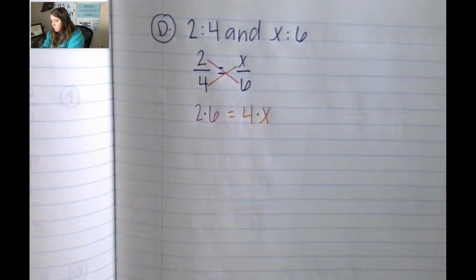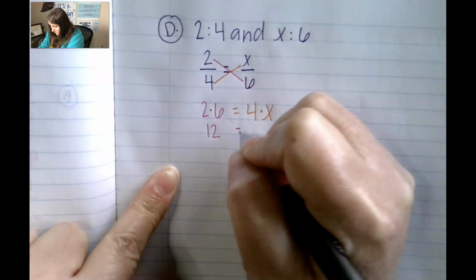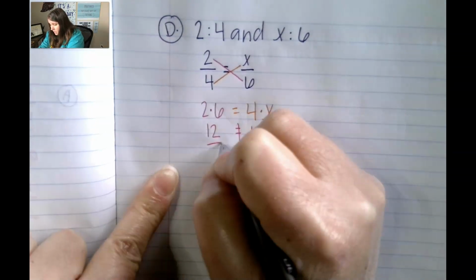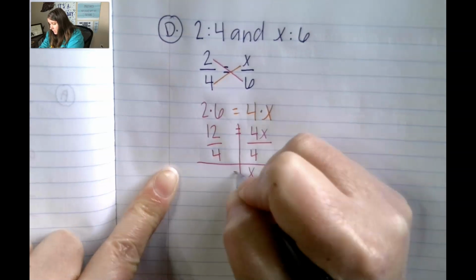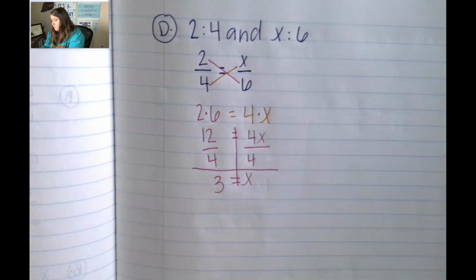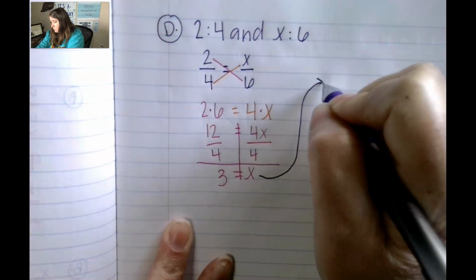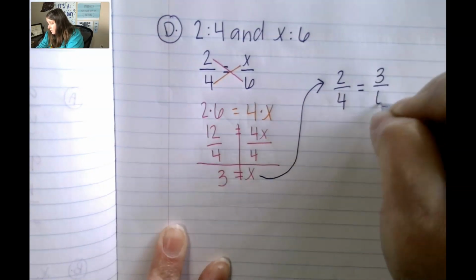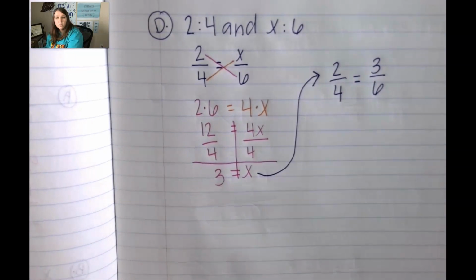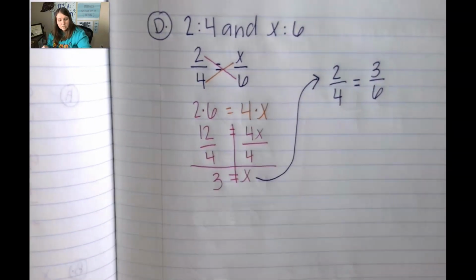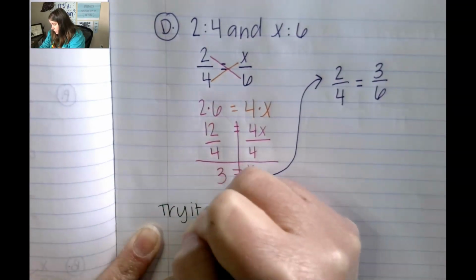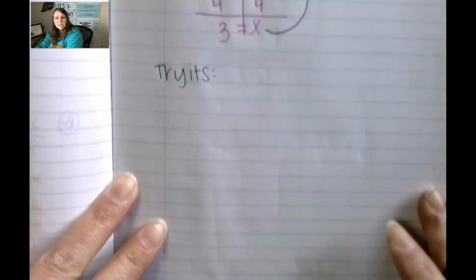This gives us 12 equals 4x. Now we're ready to solve. Divide by 4. Divide by 4. X equals 3. So our final outcome is 2 over 4 is equal to 3 over 6. Okay, so just one more strategy for solving. Now we're ready to do our try-its, and let's go ahead and give you a couple problems to find the missing variable.